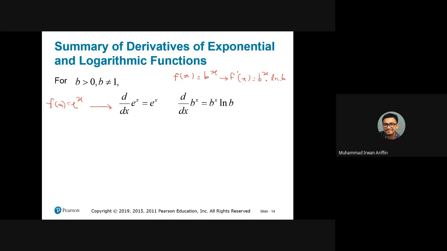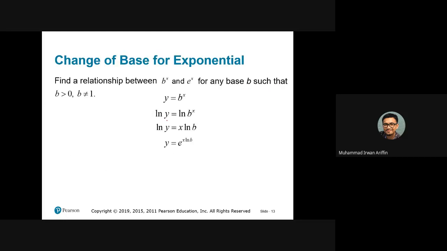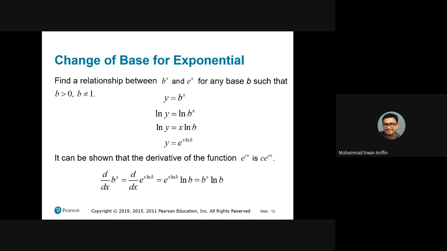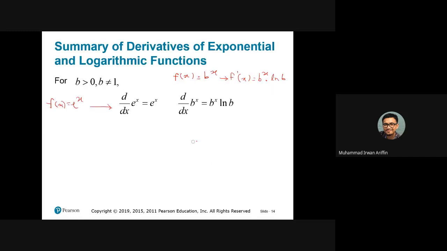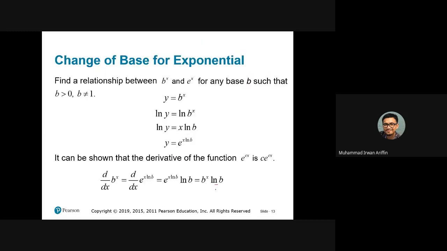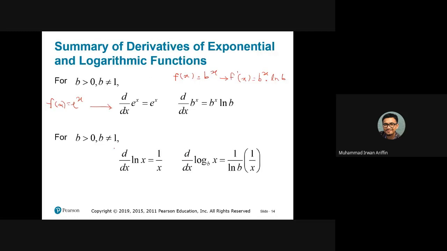How do we get this natural log of b? Because of this one. If you go through this, it will explain to you why there is an additional term when we are finding the derivative of an exponential function with a base different than e, with the base b. So don't forget this.